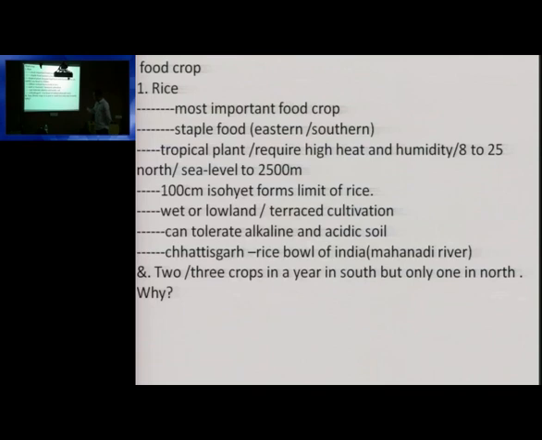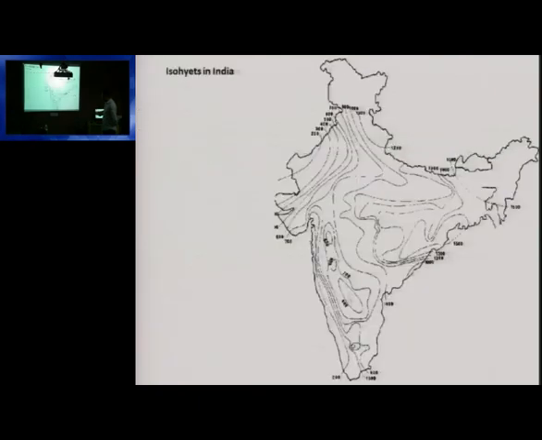Now, if we come to rice, let us see. It is one of the most important food crops. It's a tropical plant. When it is a tropical plant, always remember it requires high temperature and moisture content. The rice region in India, as I have already shown you, with this temperature, this rainfall, in any of these regions it can be grown.